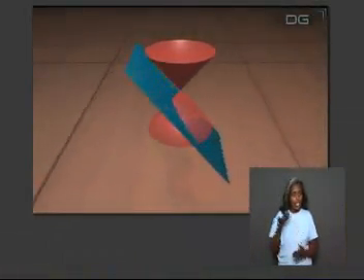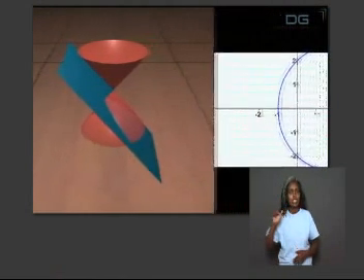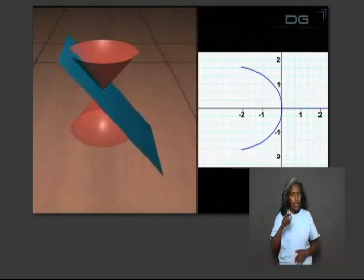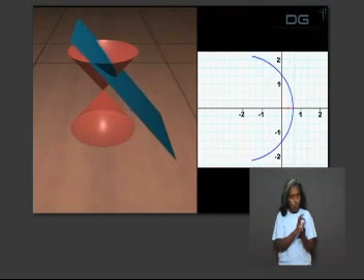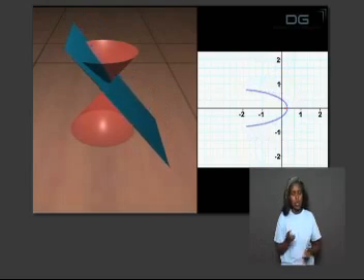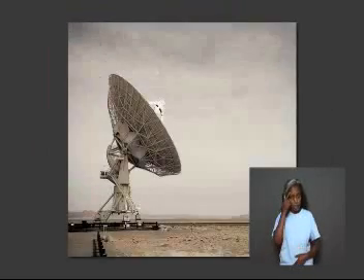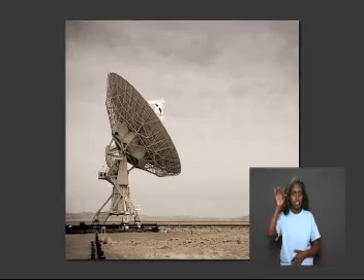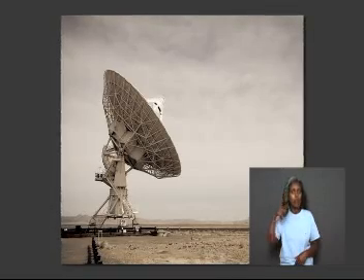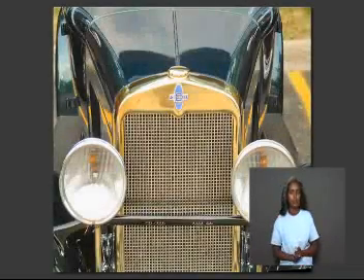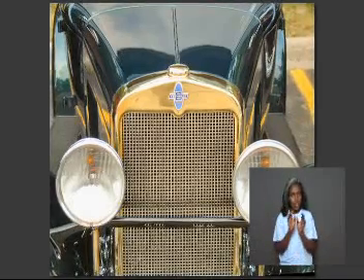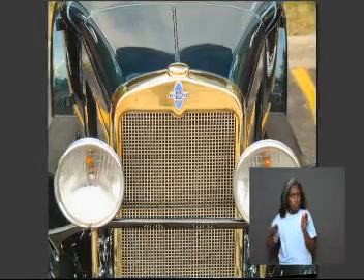Earlier, you learned that when a slanted plane slices through a cone, one possible section that can be formed is a parabola. Parabolas are more common than you might think. A satellite dish is one of the most easily recognizable parabolic shapes. Parabolas are also used in the design of car headlamps and reflecting mirrors.